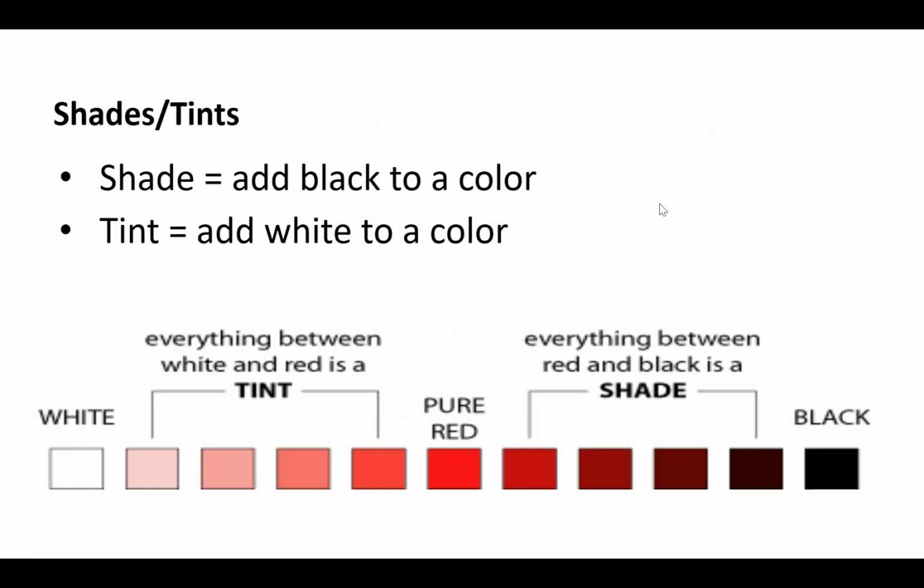Okay, shade is adding black to a color, and tint is adding white to a color. So here on this image, we have white on the far left, pure red in the middle, black on the right side. So if you're adding black to your pure red, you're shading it. So think of shadow. Okay, so this shade versus tint, we're adding white.